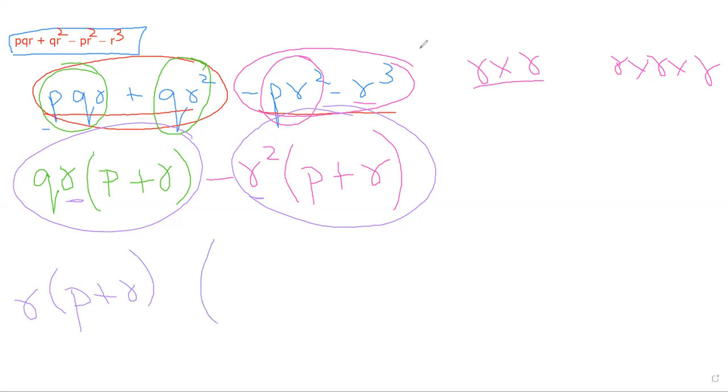What is left in the first term? Q. Only Q, very good. Minus sign as it is. What is left in the second term? The other R. Only R, very good. This is the answer. Is that clear? Yes. Okay.